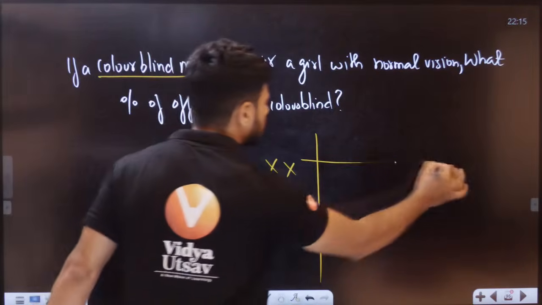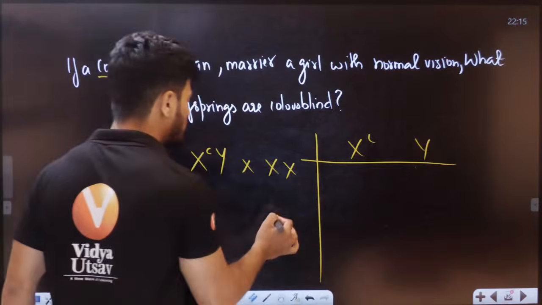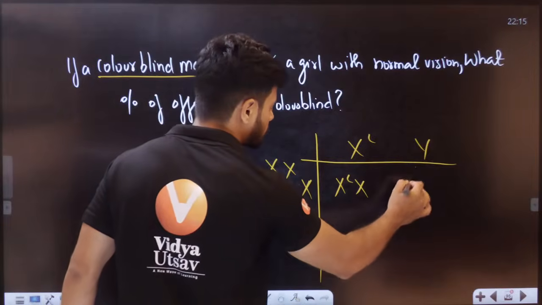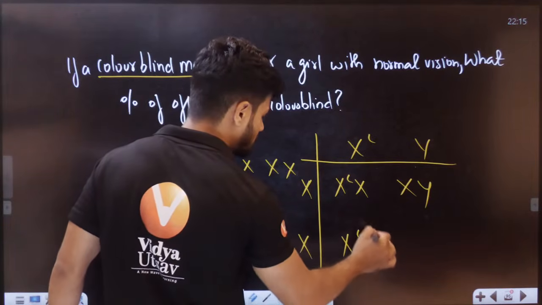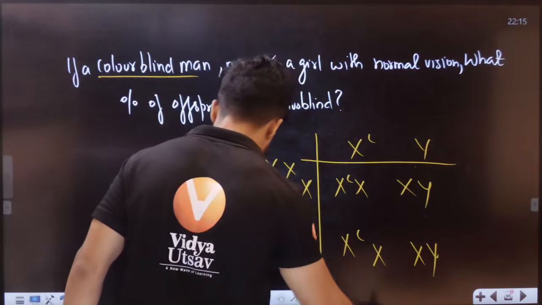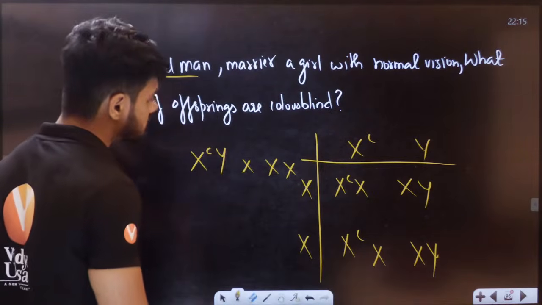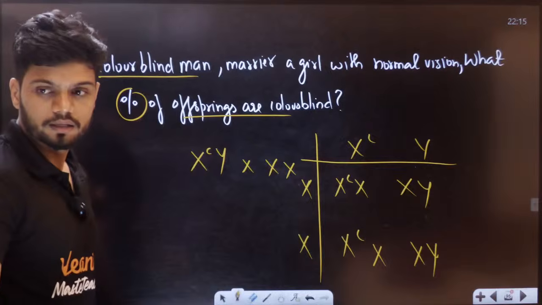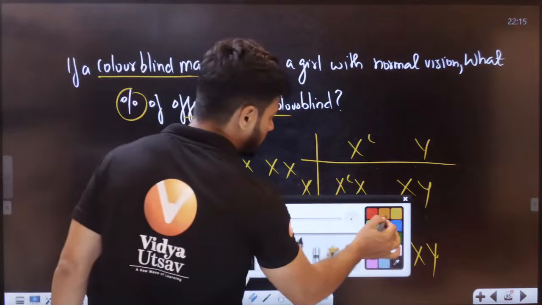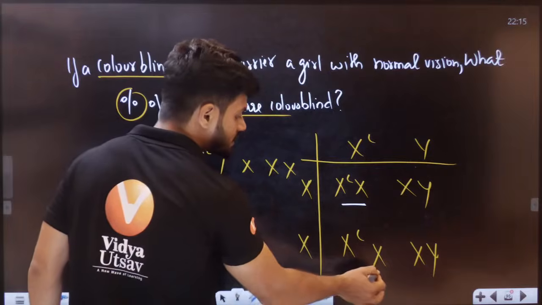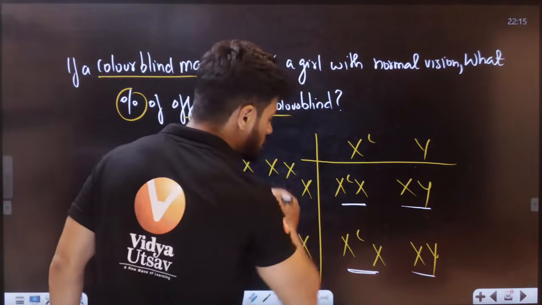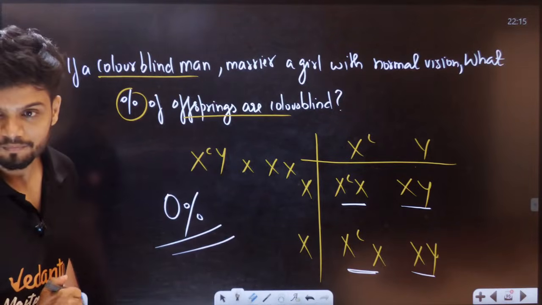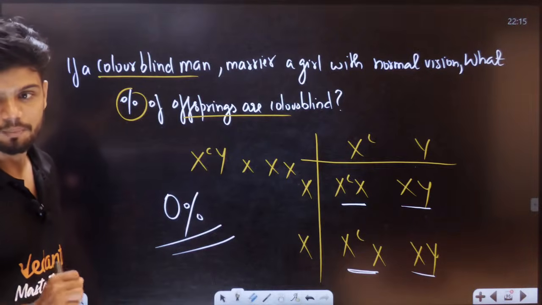Let's do a cross. XC Y, and we have here XX. So what do we get? Offsprings: XC X, XY, XC X, and XY. Yes or no? So the percentage of offsprings being colorblind is how much? See, this person is a carrier. Normal. So 0% chance that someone will be colorblind here.